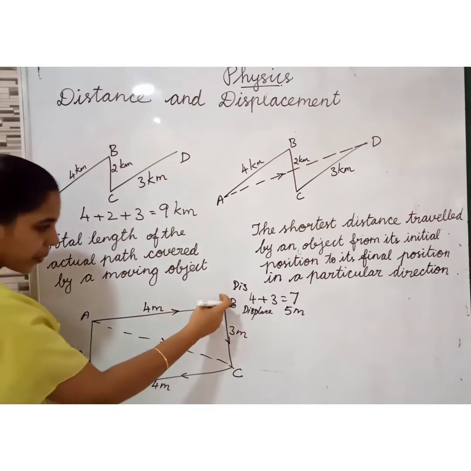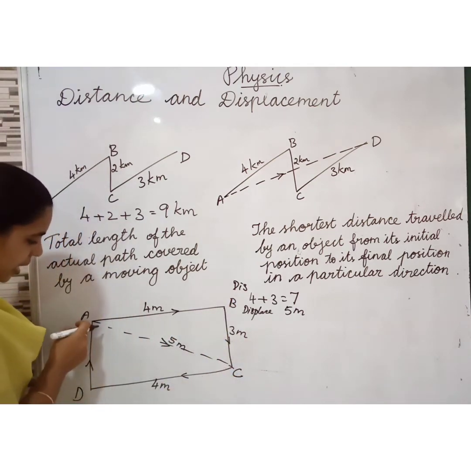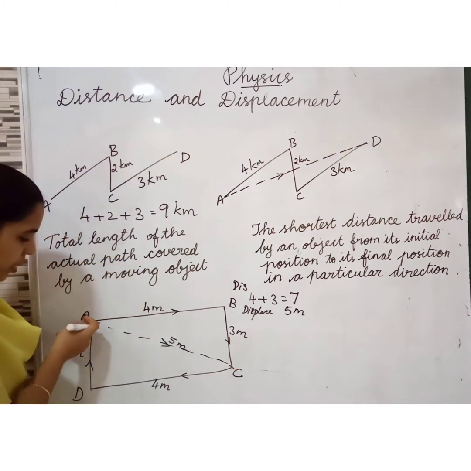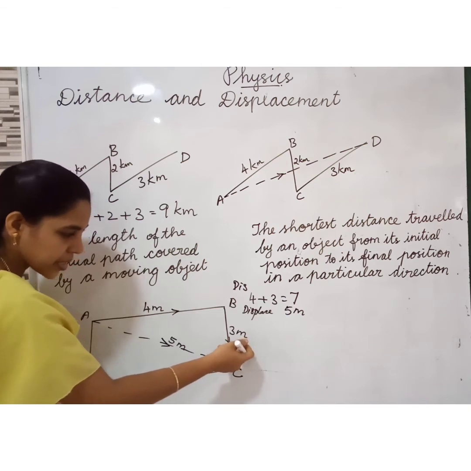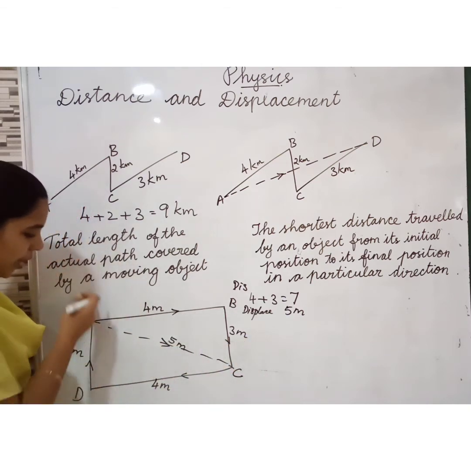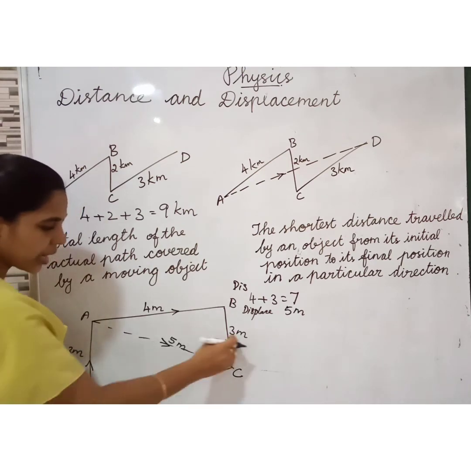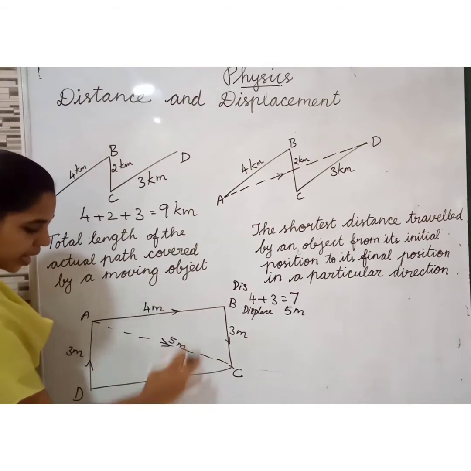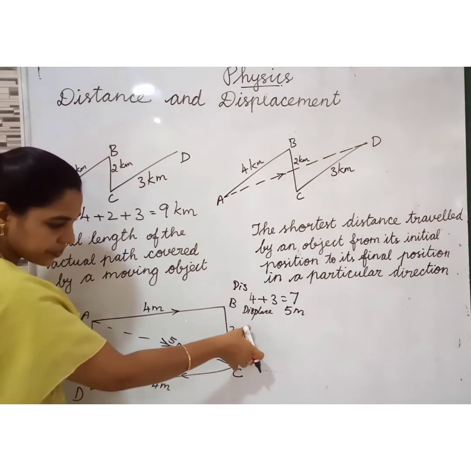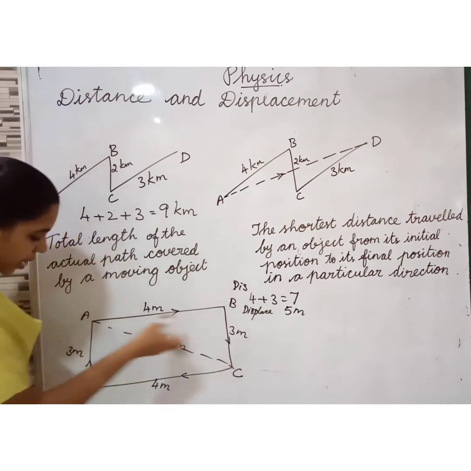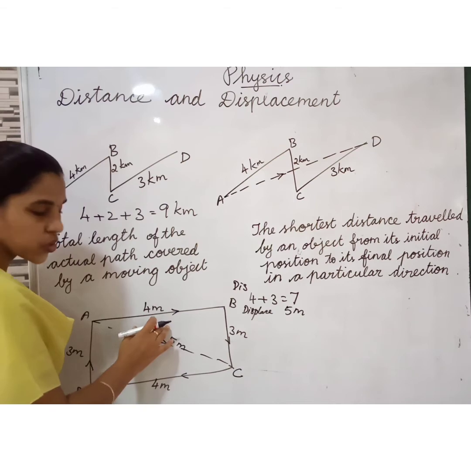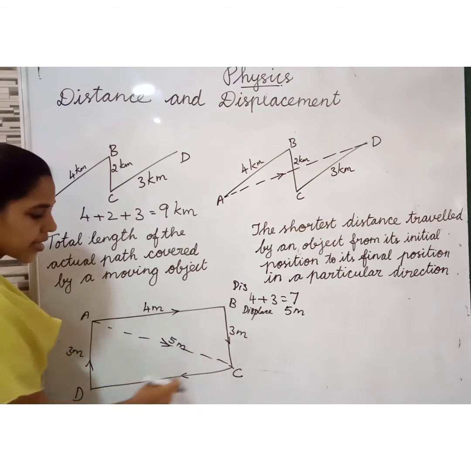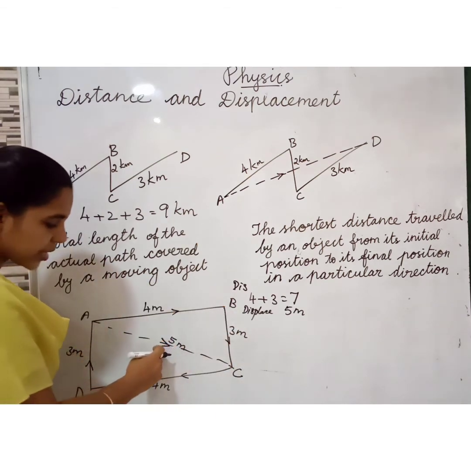From here also, from B to C and D to A. When the vehicle is moving from B to C, again it moves here from D to A. This is 3 meter, then here also 3 meter. It is going back, so it is the opposite direction, so its value is negative. This value is positive, then the opposite value is negative. So the displacement is 0. When the vehicle is moving back, the displacement is 0.